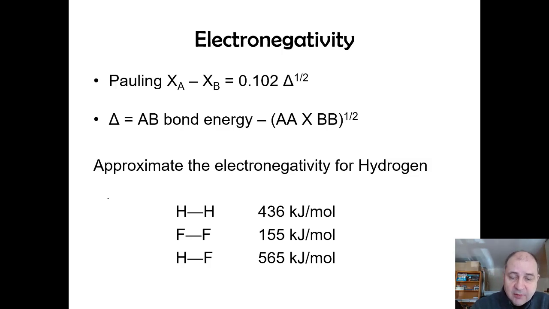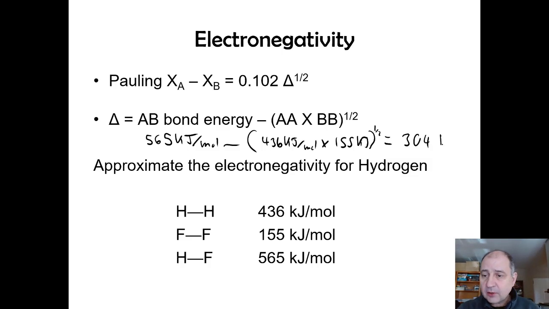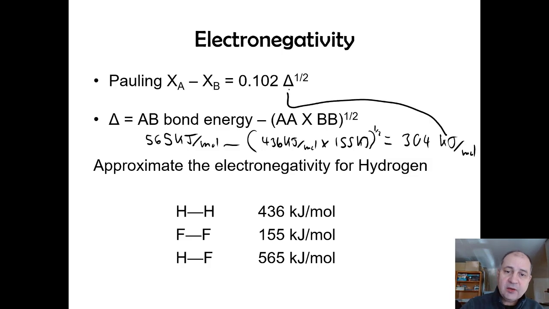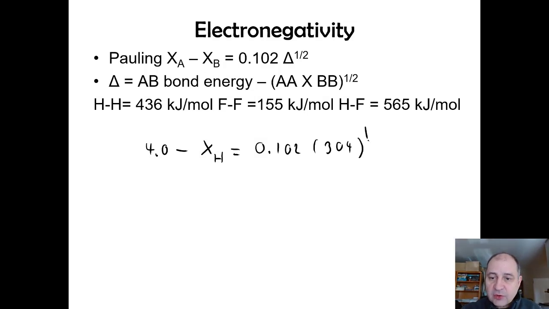So that's just going to be 565 kilojoules per mole minus 436 kilojoules per mole times 155 kilojoules per mole to the 1/2 power, and for that I get 304 kilojoules per mole. I plug that into here, so let's bring up a new page. I'm going to have 4.0 minus chi H equals 0.102 times that 304 kilojoules to the 1/2 power, and then when I solve for chi H, I end up with a number of 2.22, which is what we expect.